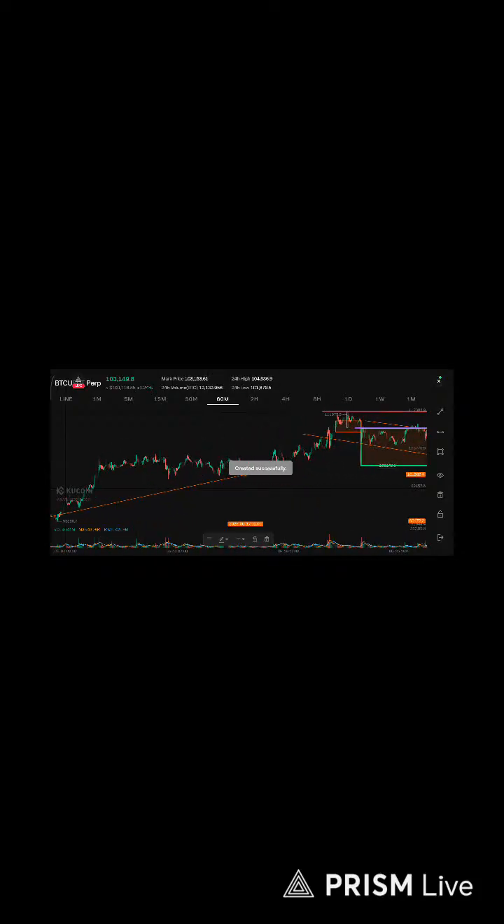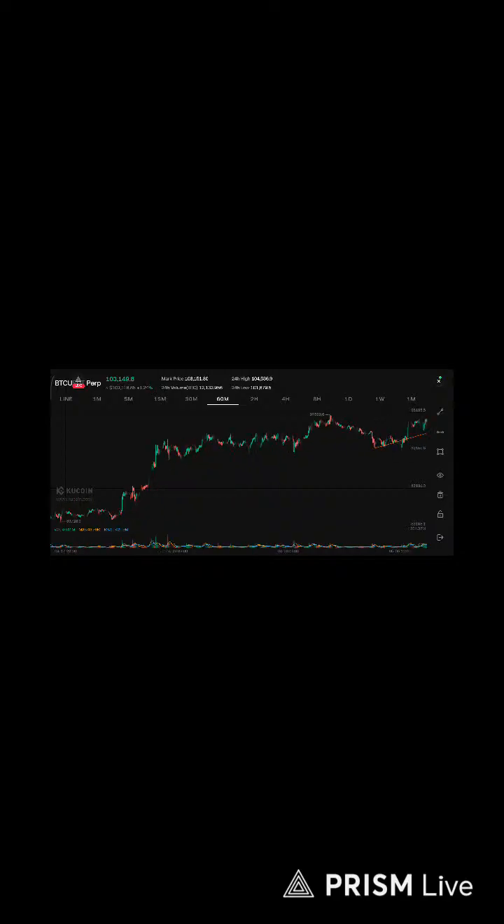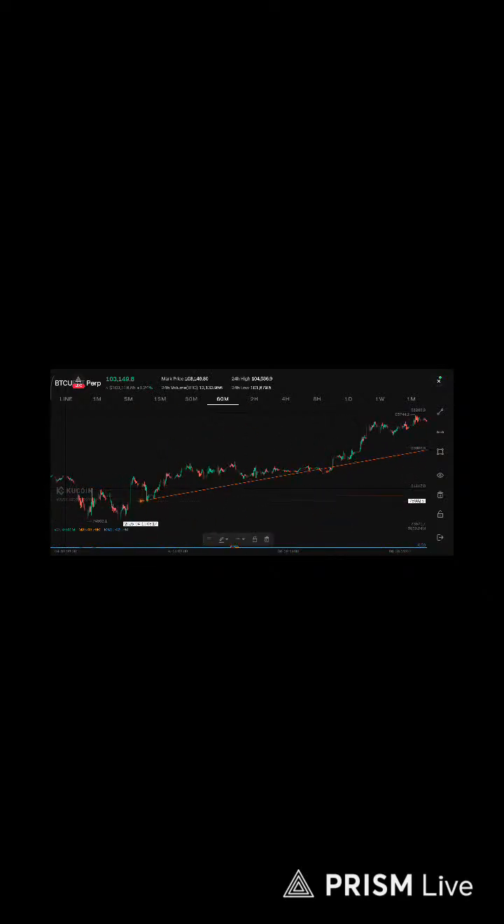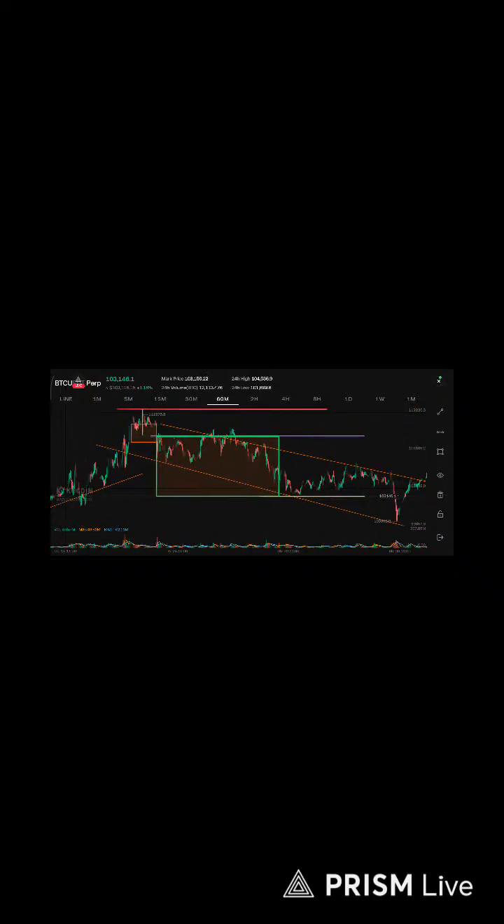If you can see, the market was in a massive uptrend yesterday. Guess what happened? Have you seen it? See, it was a massive uptrend all the way from 74,622.7 to 111,000.